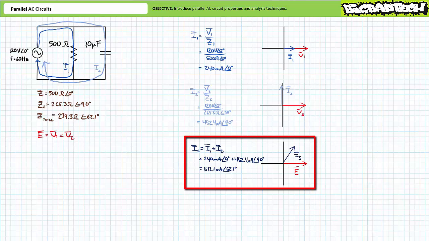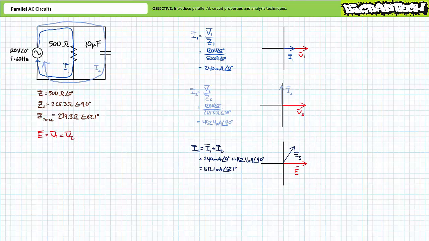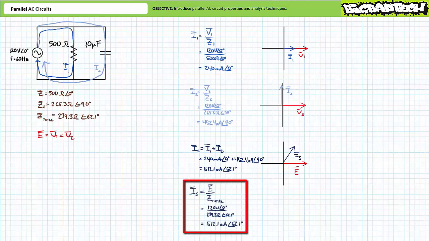IS equals I1 plus I2. The phasor diagram demonstrates source current will lead supply voltage by 62.1 degrees. This leading phase angle is to be anticipated given the somewhat capacitive nature of our total impedance. As a means of checking our work, one can also solve for source current using our previously calculated total impedance. Ohm's law states that source current will be equal to supply voltage over total impedance. Substituting in our given values yields source current to be approximately 512.1 mA at an angle of 62.1 degrees. I've got a reasonable degree of confidence our earlier answers are correct.